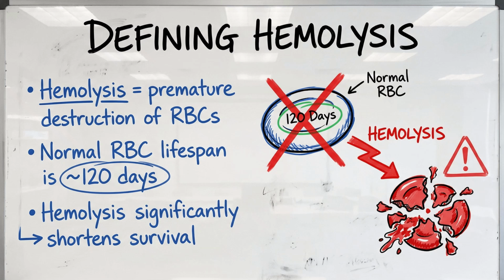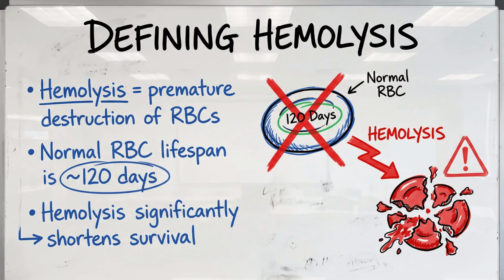So let's start with the basics. What exactly is hemolysis? Simply put, it is the premature destruction of red blood cells. Normally, a red blood cell has a pretty good run. It gets pumped out of the bone marrow and circulates through the body, delivering oxygen. And after about 120 days, it gets old, it loses its flexibility, and then is quietly and efficiently retired by the macrophages in the spleen.